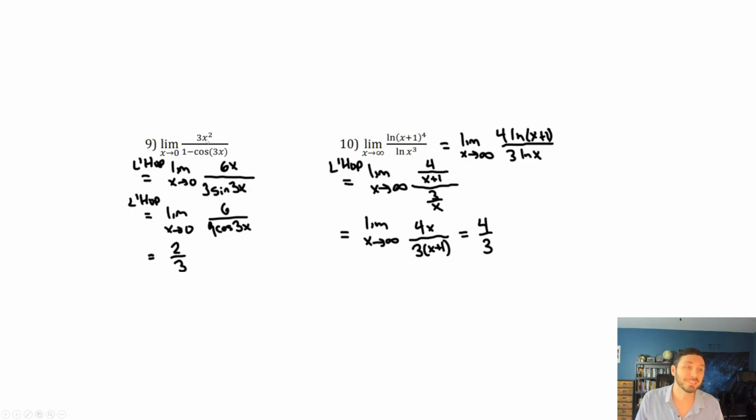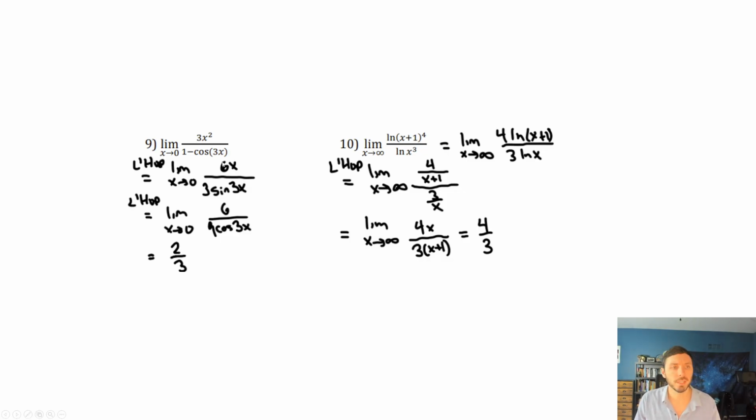Well, wait. I got 0 over 0 without L'Hopital, and then I got 0 over 0 within the first L'Hopital. And then after that, I plugged in 0 again. I'm just getting a cosine of 0, which is a 1. So 6 over 9 is 2/3. So it ended up working after 2 L'Hopitals.